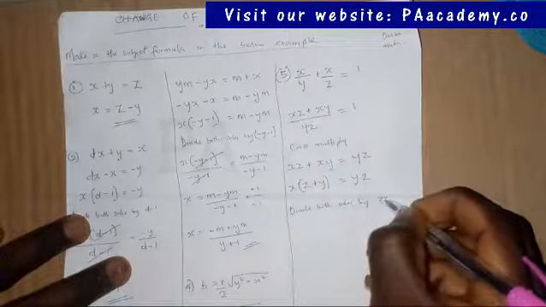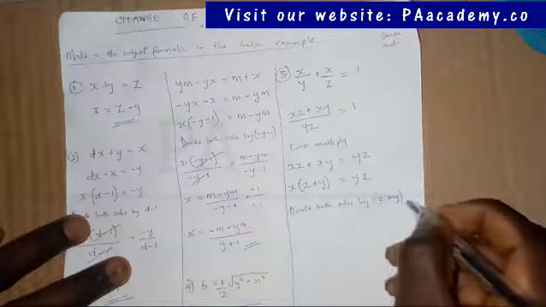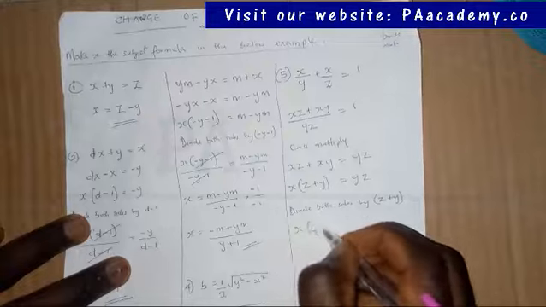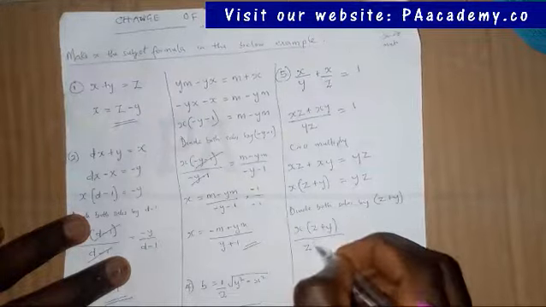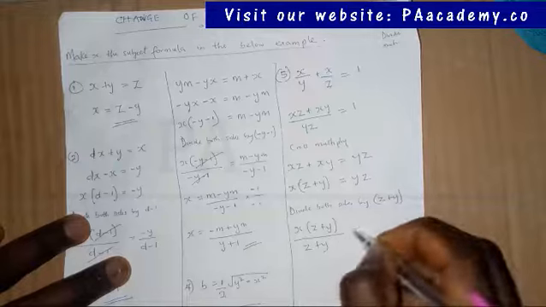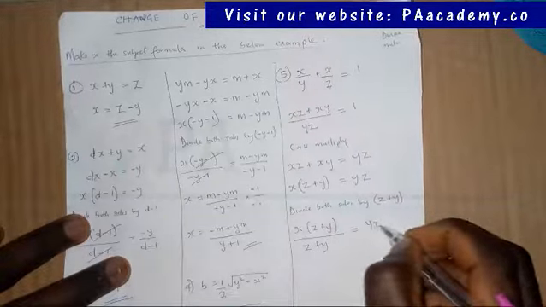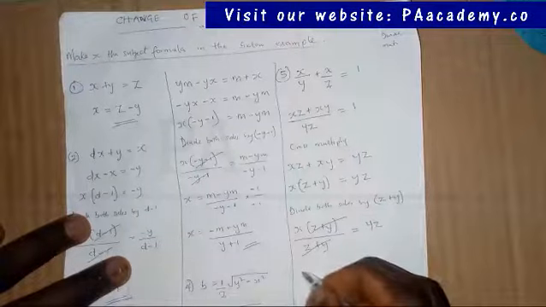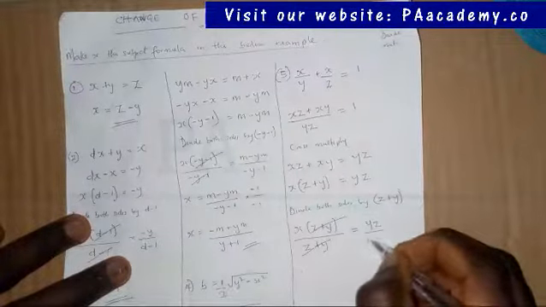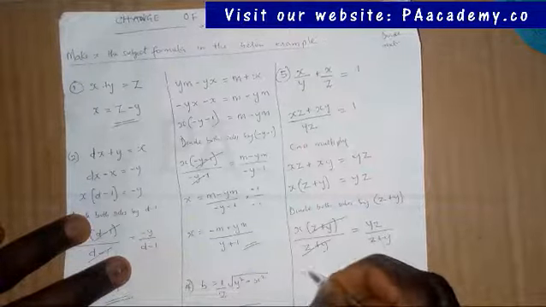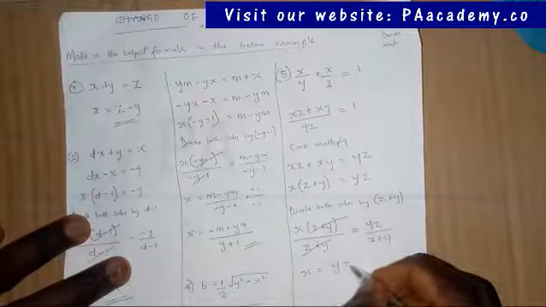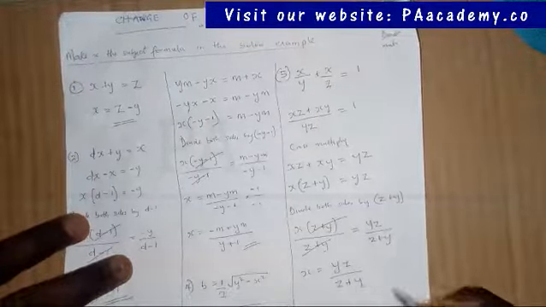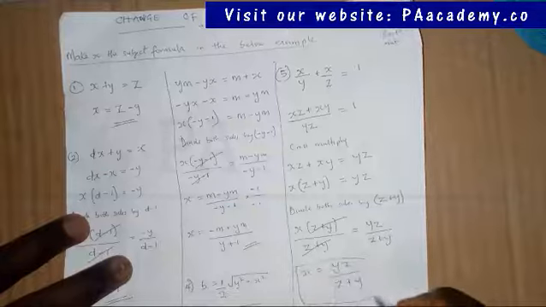By what? z plus y. So what we are going to be having now is x into bracket z plus y, divided by z plus y, equals yz. So you can cancel this. So that means, and then z plus y. So that means our x will be what? yz divided by z plus y. This will be the final answer.